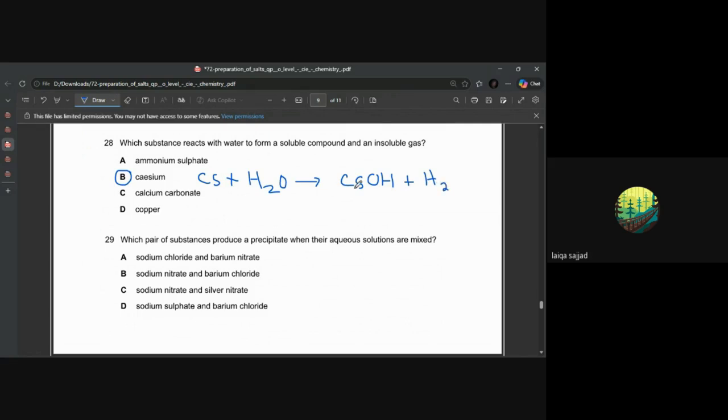And cesium hydroxide is a strong soluble base. This S is small, it's written like this, Cs. So this is a strong soluble base.